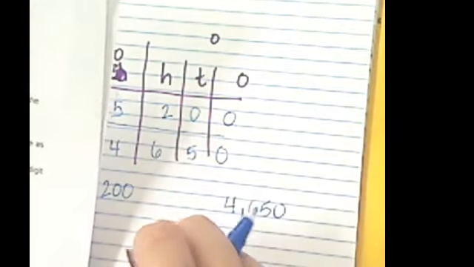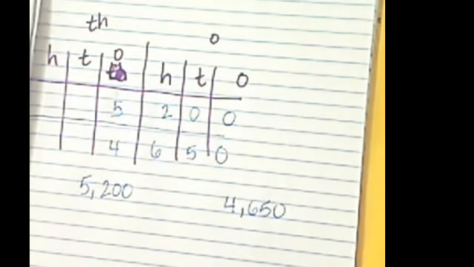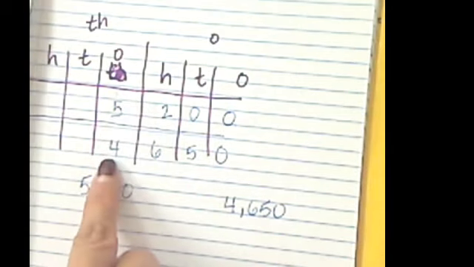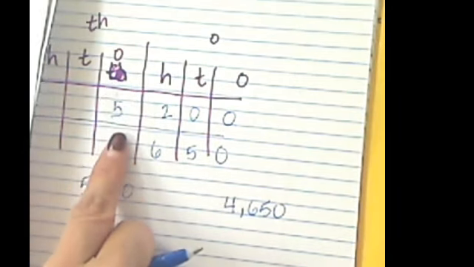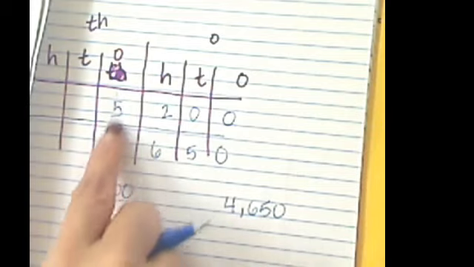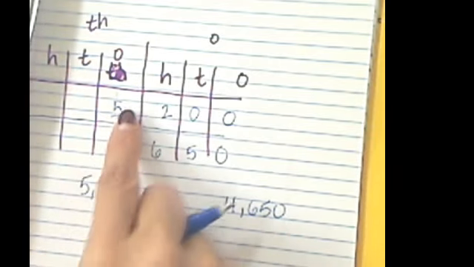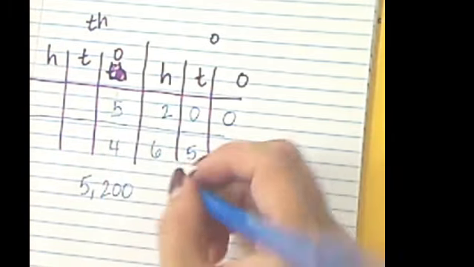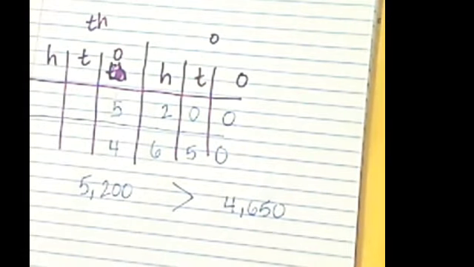How do they compare? Well, which one is bigger than the other? Remember, we compare from left to right. So if we look at the first place value, we know that 5 is more than 4, so we can stop right there. 5,200 is greater than 4,650.